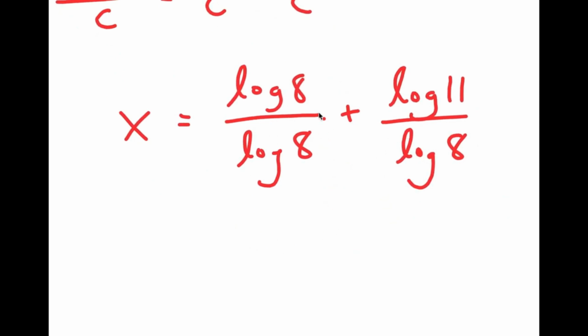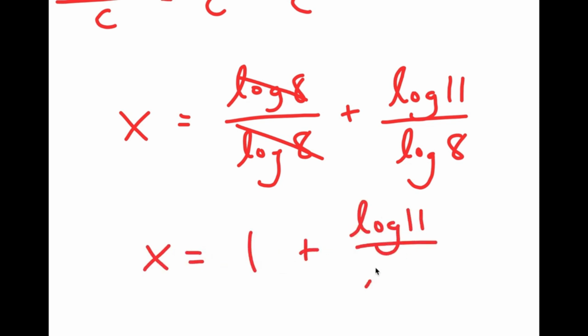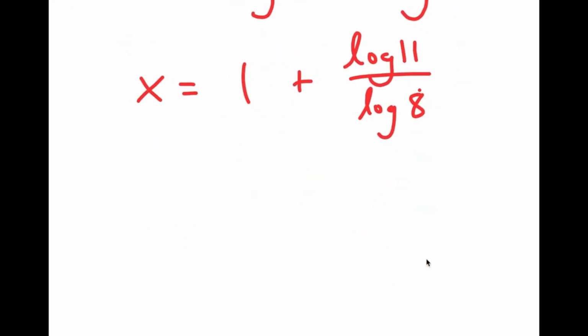Now, log 8 and log 8 cancel out to get 1. So I get 1 plus log 11 over log 8. So now all that's left is to plug in the actual values of log 11 and log 8 and solve.